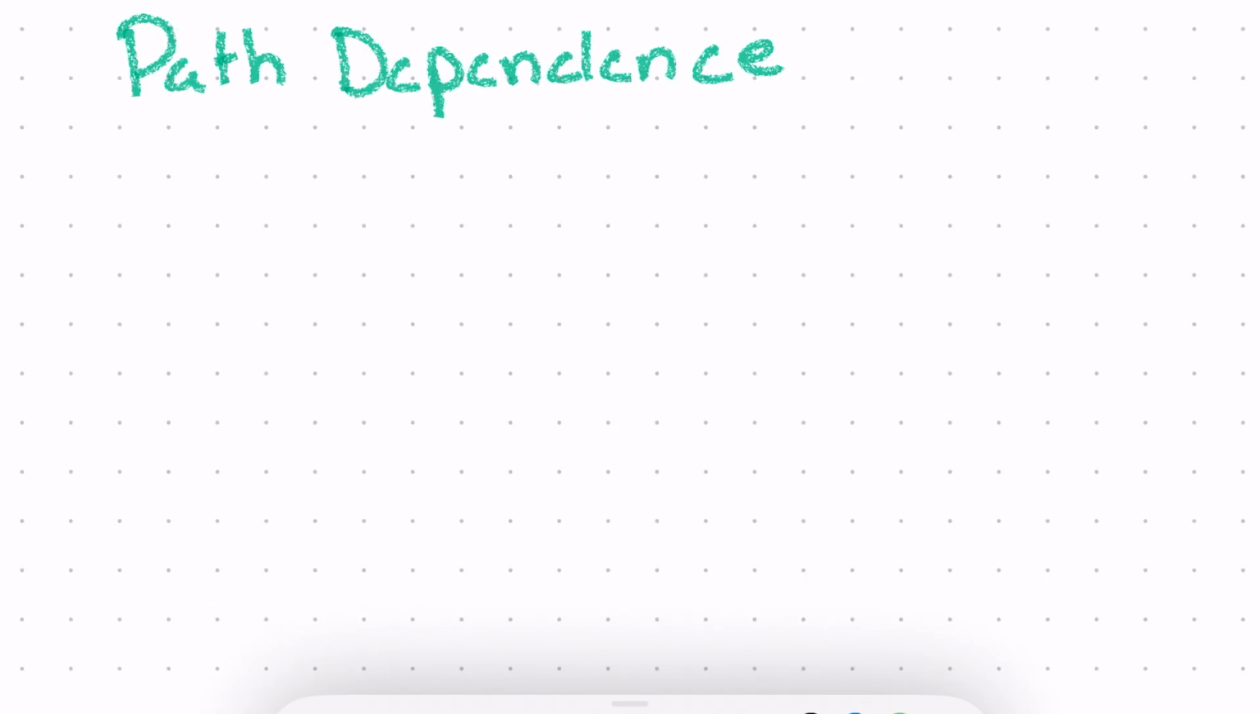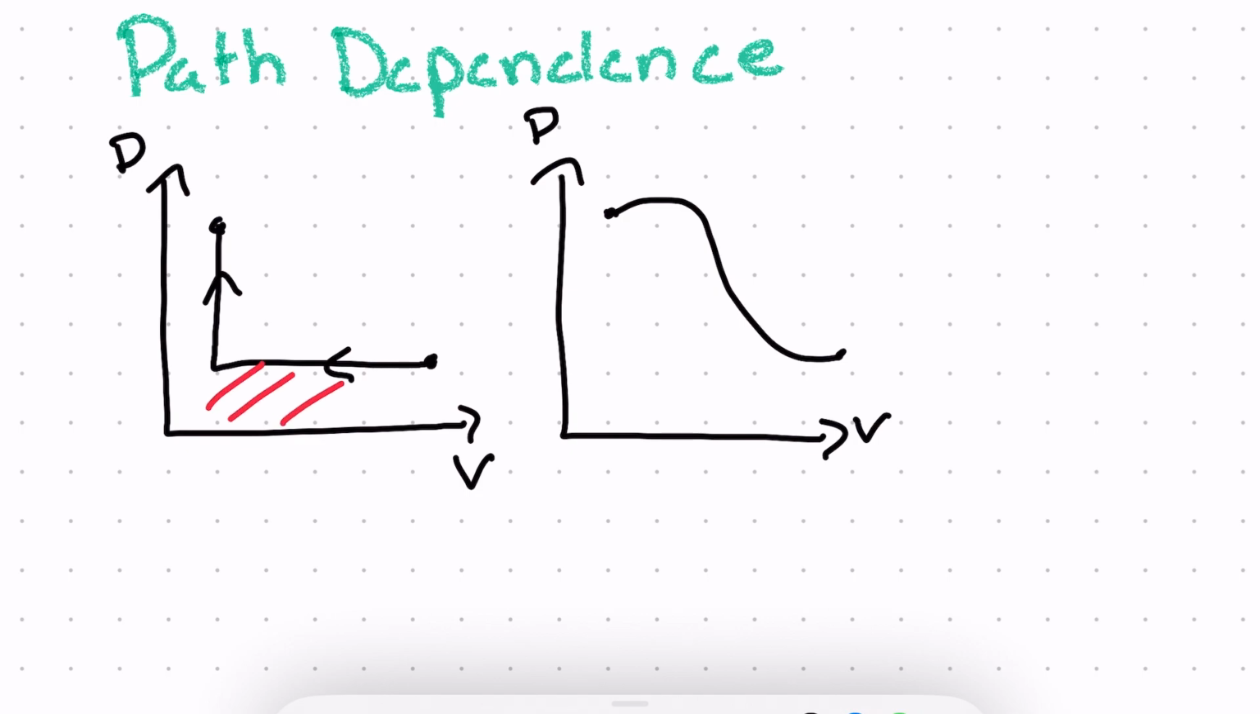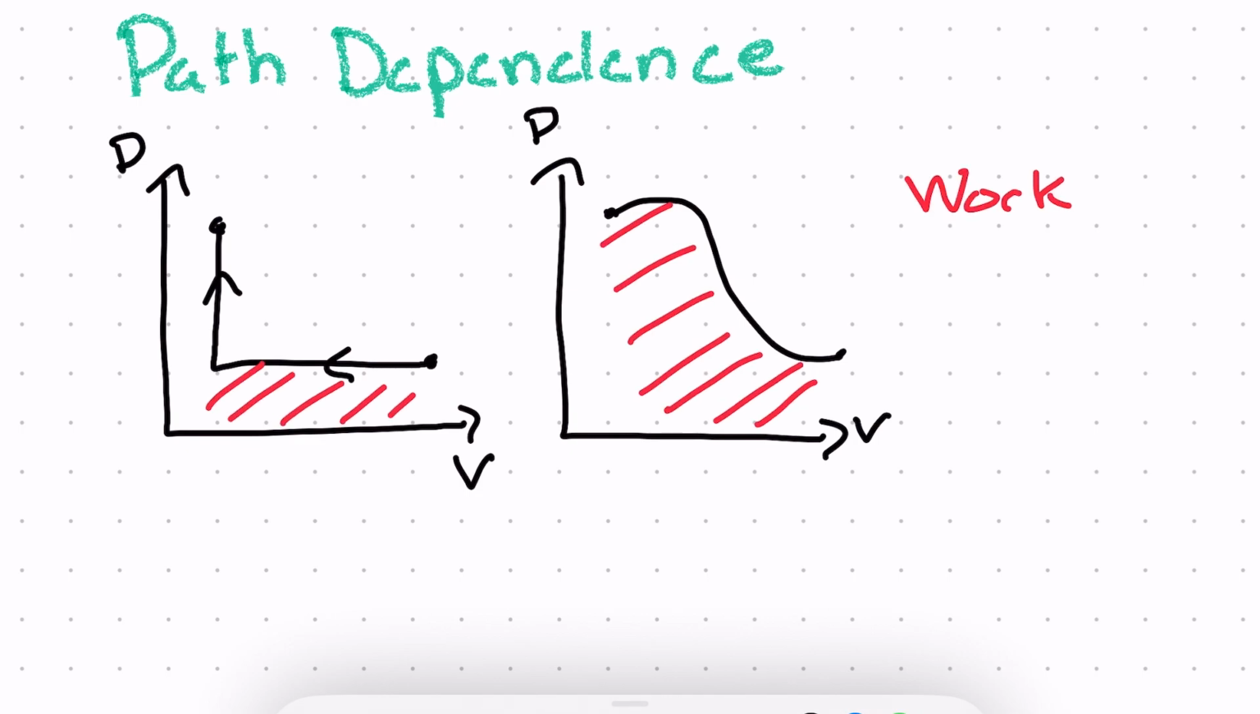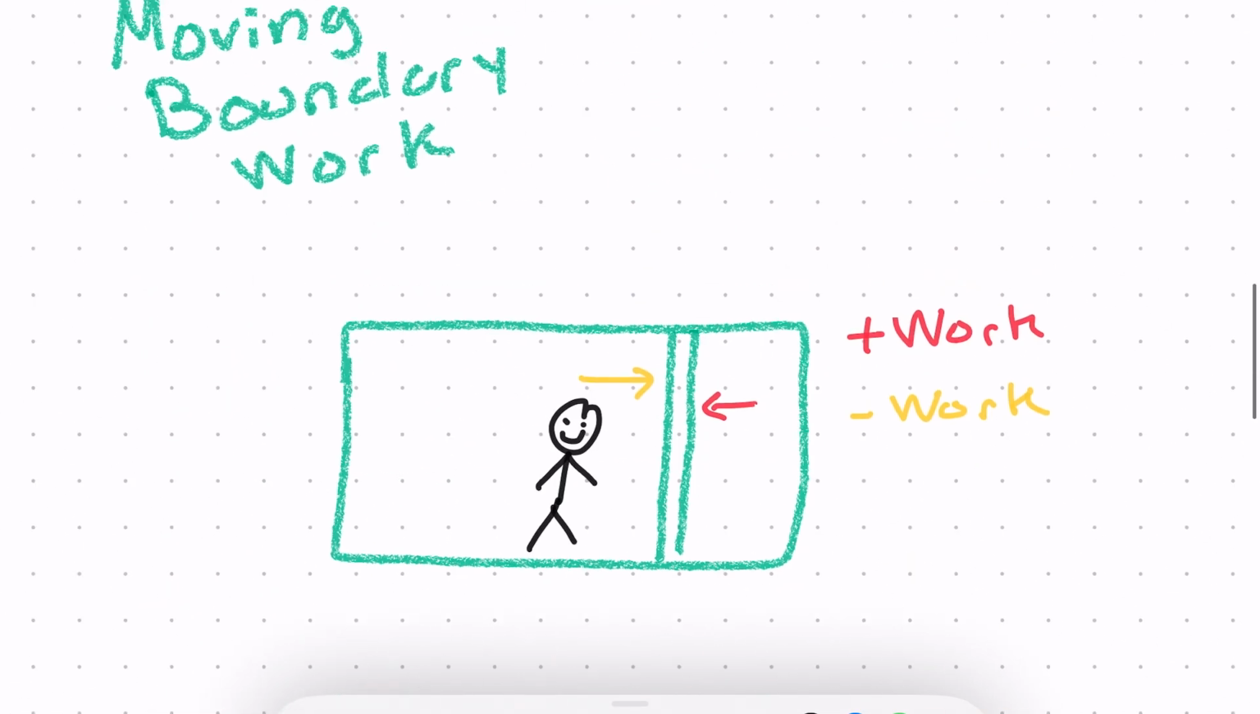We represent work as the area underneath the curve in a PV diagram. There are several ways that we can take to go from an initial to a final state. This is called the process path. Depending on the process path, the area under the curve will differ, meaning that work is path dependent.